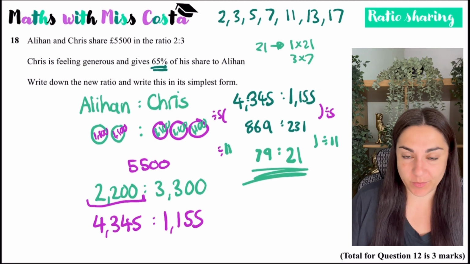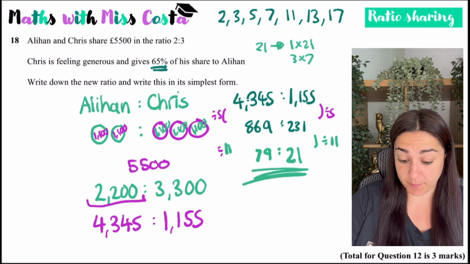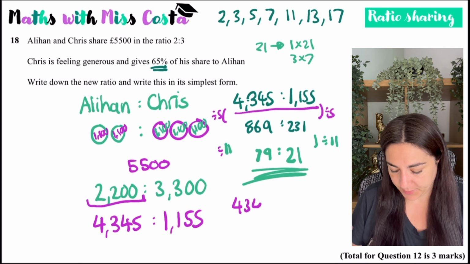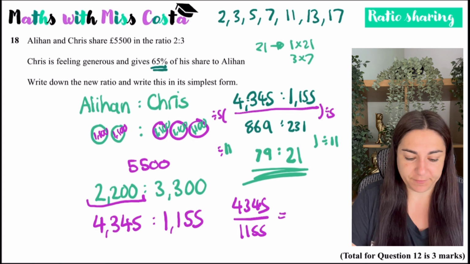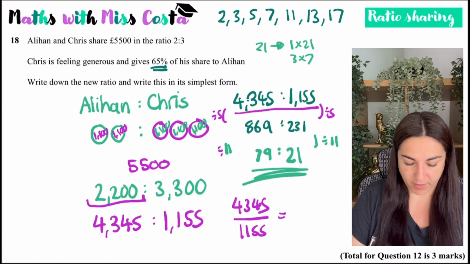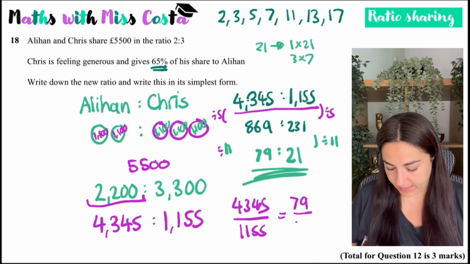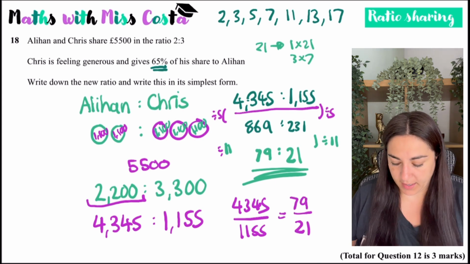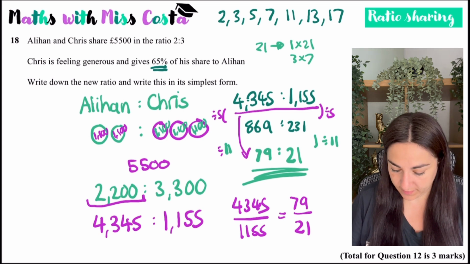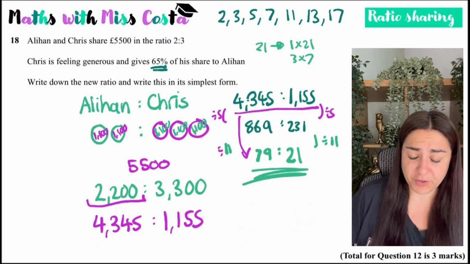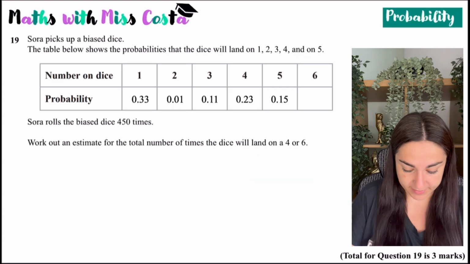If you're feeling super confident with simplifying ratios, I will show you a little trick that for some of you might help. So the quickest way to simplify it is to actually write this as a fraction in your calculator. So if you wrote 4,345 divided by 1,155, it would automatically simplify it for you, and it would say it's 79 over 21. But then the trick is that you need to know that this would simplify to 79 and that would simplify to 21. So you need to know how to write it. Sometimes that confuses people, which is why, if you don't understand that way, just simplify by dividing each side.